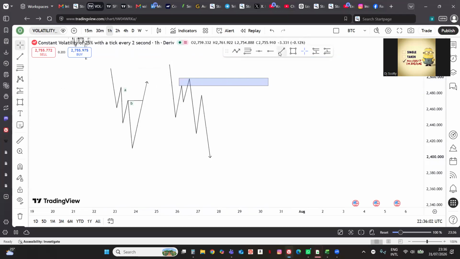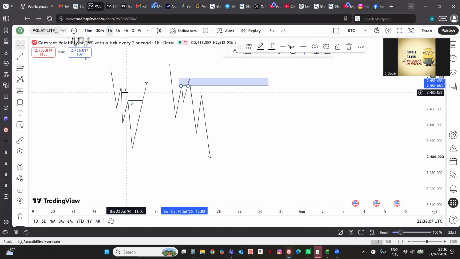This one here, there's a sweep, right? But this one, there's no sweep anywhere here. It's just liquidity, liquidity, so you have your A and your B. So the market comes to take out A and B.